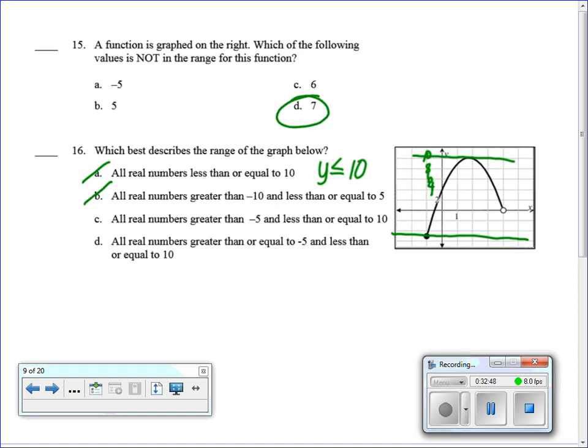So we can look and see: is it all real numbers that are greater than -5 and less than or equal to 10? Or is it all real numbers greater than or equal to -5 and less than or equal to 10? We know that it's got to be greater than or equal to -5 because we actually have a point at -5, so -5 would be included in our range. So D would be the correct answer choice. Again, just a simple change in wording has a huge effect on your answer.